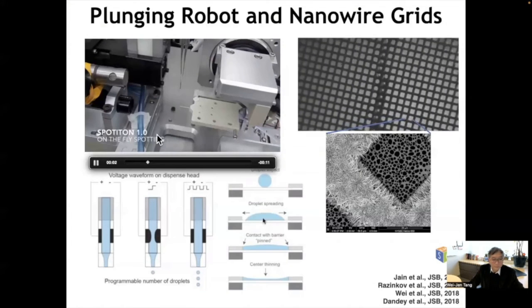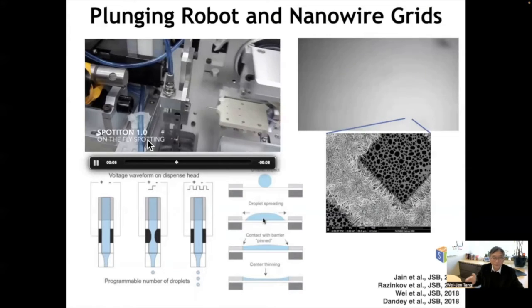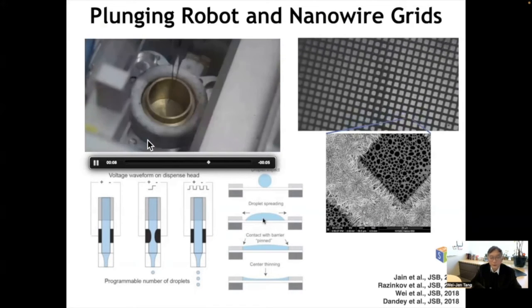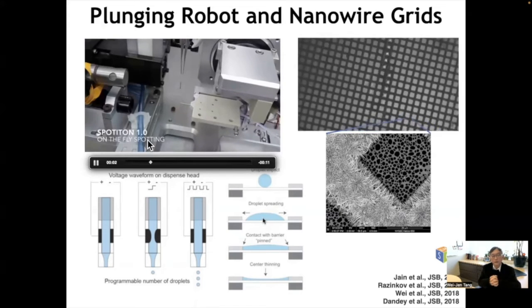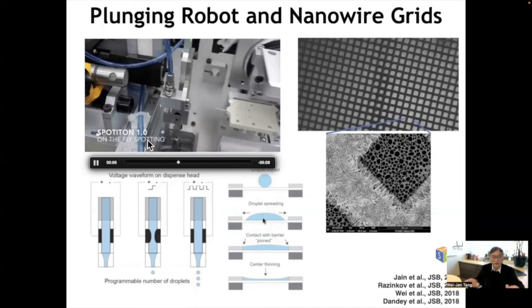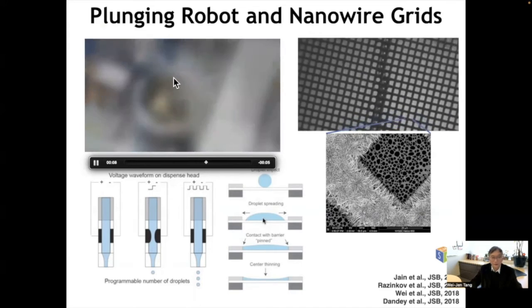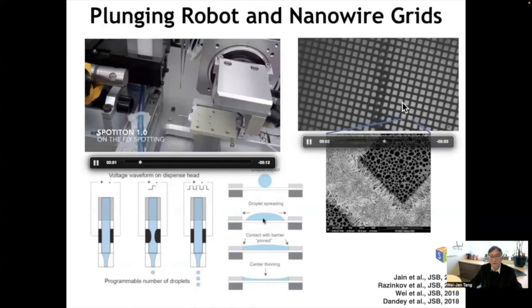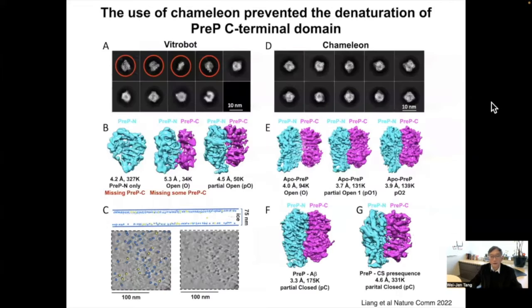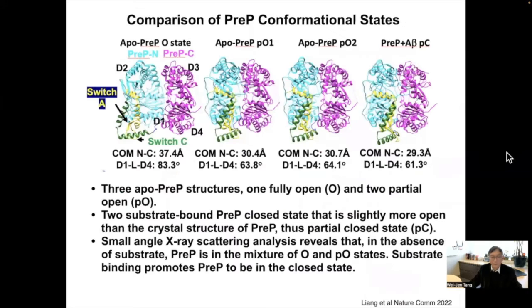This shows the prototype spotiton, prior to the improvement of the technology by SPT Labtech, which substantially improved this methodology for general use. I highly recommend people think about using it to take advantage of this technology. The idea is you drop the sample, and you have a robot plunging as well as your nanowire to spread the sample. With this technology, we found all our presequence protease particles are full length. This allows us to do either the apo state or the substrate-bound state at near atomic resolution.